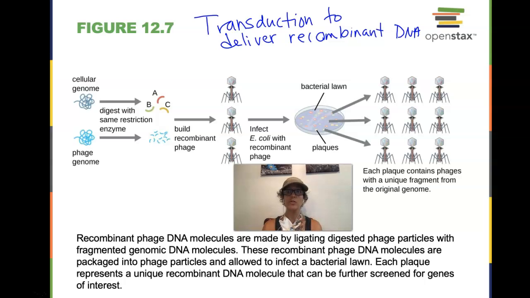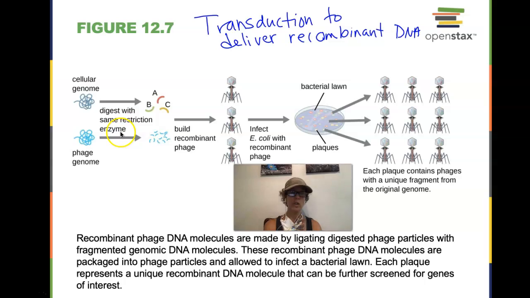We talked about transformation when delivering DNA that has been cloned into a plasmid. We can also use transduction. Transduction is using a virus to deliver that recombinant DNA. And in this case, we have some sort of cellular genome, so DNA that came from a cell, and a phage genome, DNA that came from a bacteriophage, a virus.